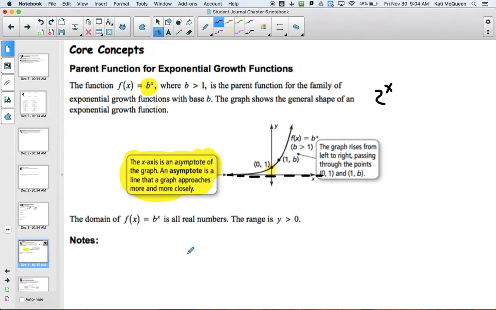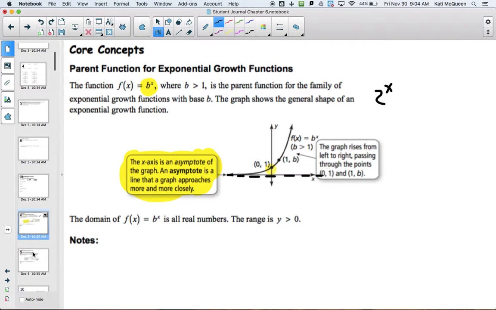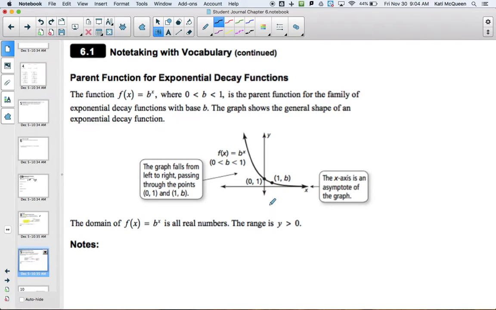Okay, so that is for exponential growth. We'll also look at exponential decay, which is really the exact same idea, except I'm going down. Decay means I would be going down.